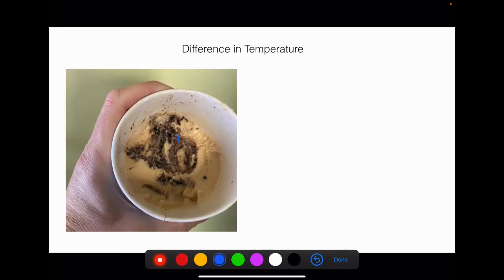The next factor is difference in temperature. So my hand's going to be hot, maybe about 33 degrees Celsius. The ice cream's going to be cold, maybe negative 10 degrees Celsius. The bigger that difference in temperature is, the quicker the heat is going to pass through the barrier. If my hand were cooler, not as much energy would be going into the ice cream.